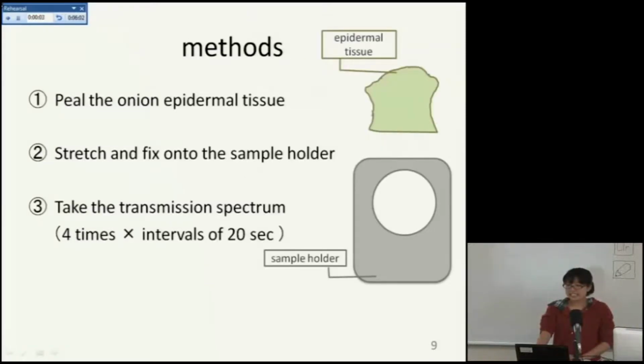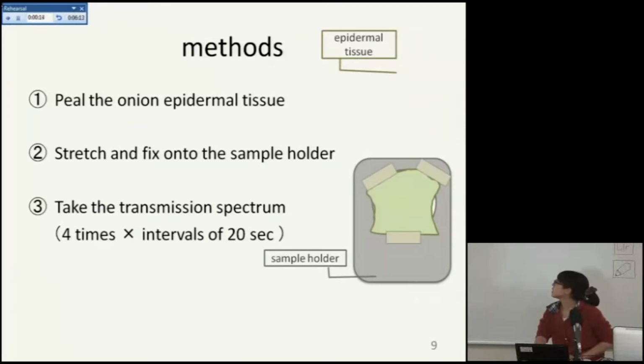Next, these are the experimental methods. First, I peel the onion epidermal tissue into optimum size and stretch and fix it onto the sample holder like this, and place the sample holder into the measurement chamber, which is filled with dry air. And finally, take the transmittance spectrum 4 times with intervals of 20 seconds each.